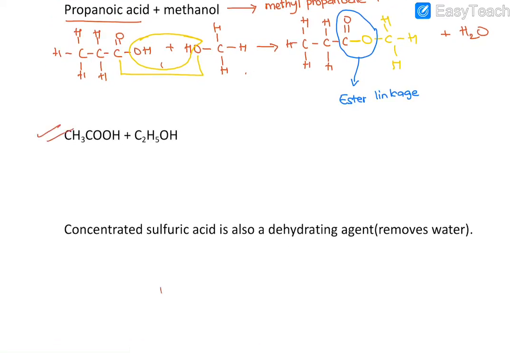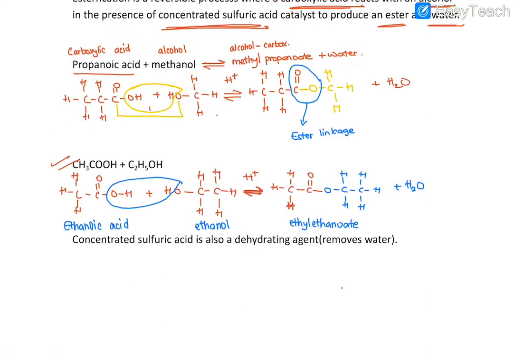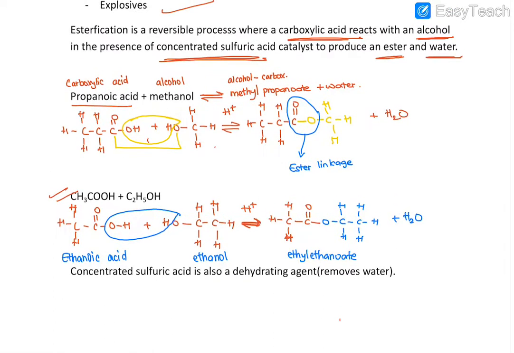Try to draw for this one and then you can check your answer. So here you have ethanoic acid with ethanol giving ethyl ethanoate. This is a reversible reaction. So I've included the reversible arrow everywhere with H plus showing that you need the sulfuric acid. So sulfuric acid is a dehydrating agent. It removes water, but in the presence of acid, the ester linkage can also be broken, giving you back the carboxylic acid and the alcohol.